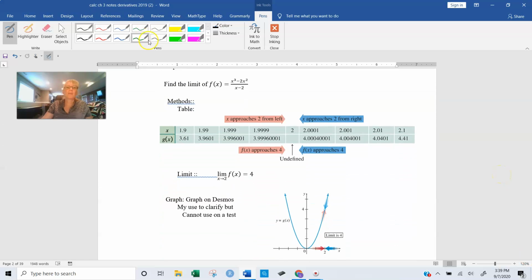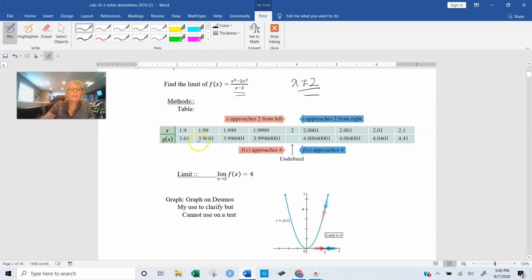Okay, here's another one. We're going to do this first, the table method. So I'm going to plug in 1.9, 1.99, 1.999, and just keep going. And I know to use 2 here because that's where it's undefined. So I know x cannot be equal to 2 because that's one of our critical points. Remember when we were graphing these? So I'm going to approach from the left.